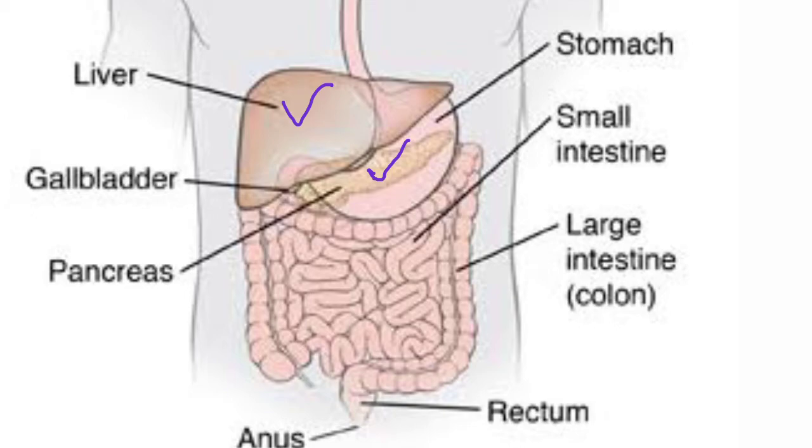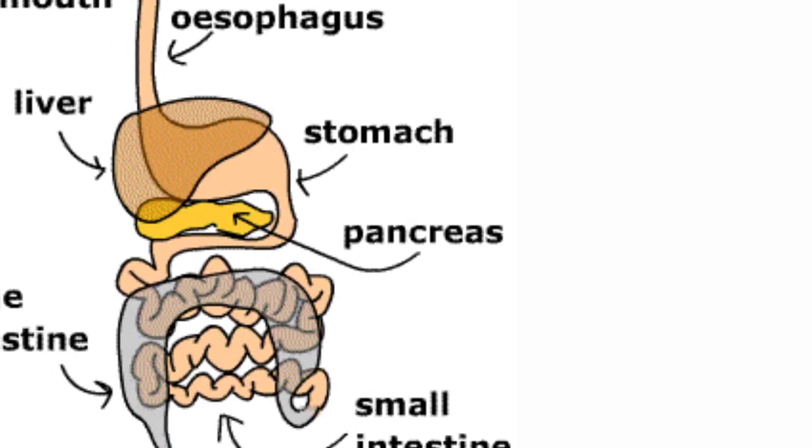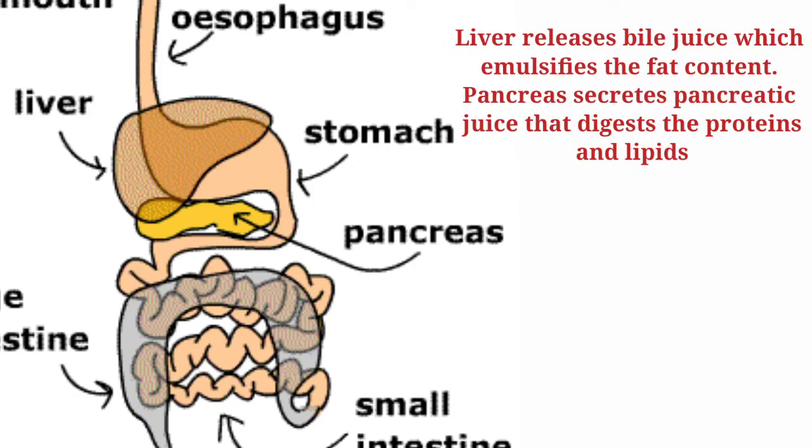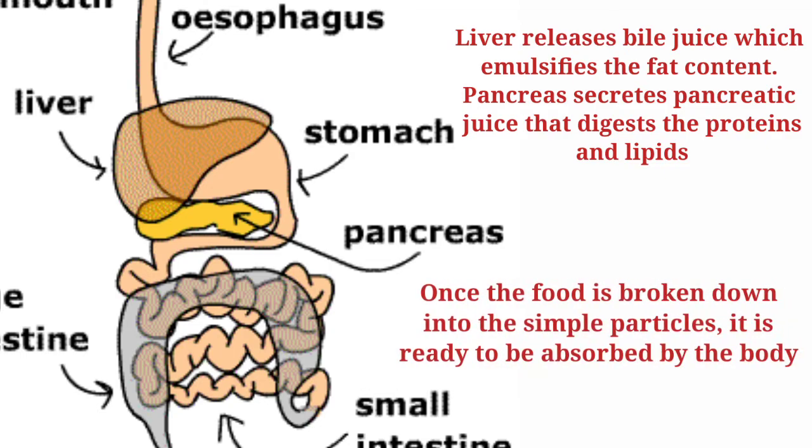The pancreas is located behind the stomach in the upper abdomen and is surrounded by other organs like the small intestine and liver. The liver releases bile juice which emulsifies the fat content. The pancreas secretes pancreatic juice that digests the protein and lipids. Finally, the intestinal secretions convert the carbohydrates into glucose, proteins into amino acids and fats into fatty acids. Once the food is broken down into simple particles, it is ready to be absorbed by the body.